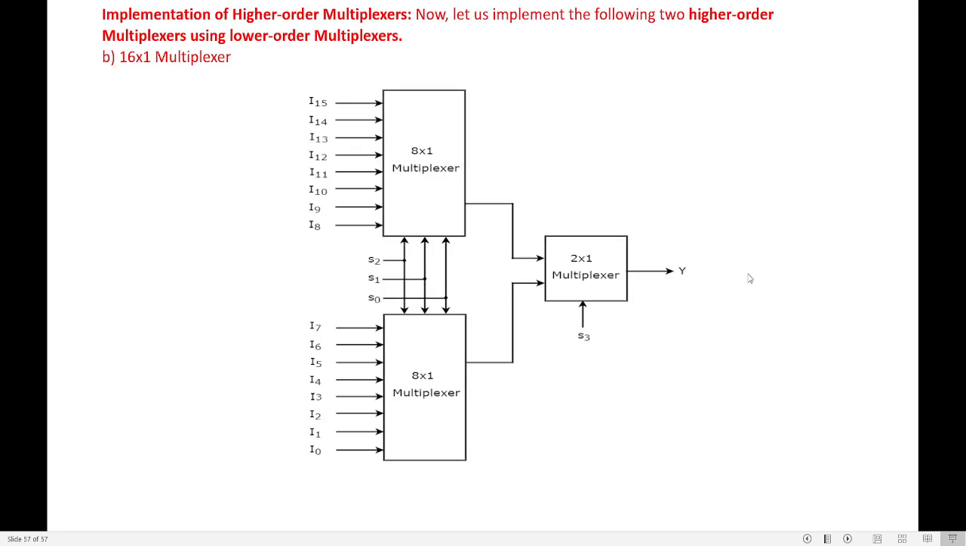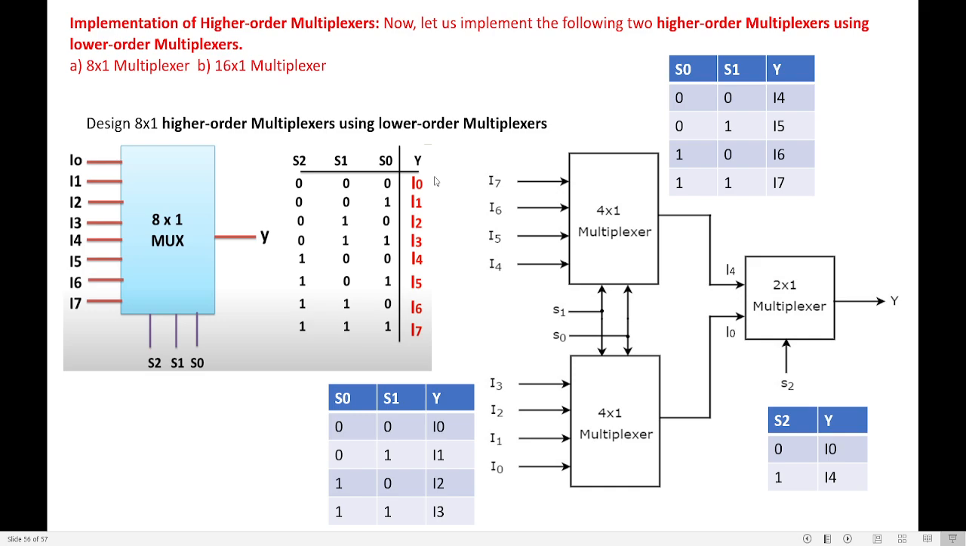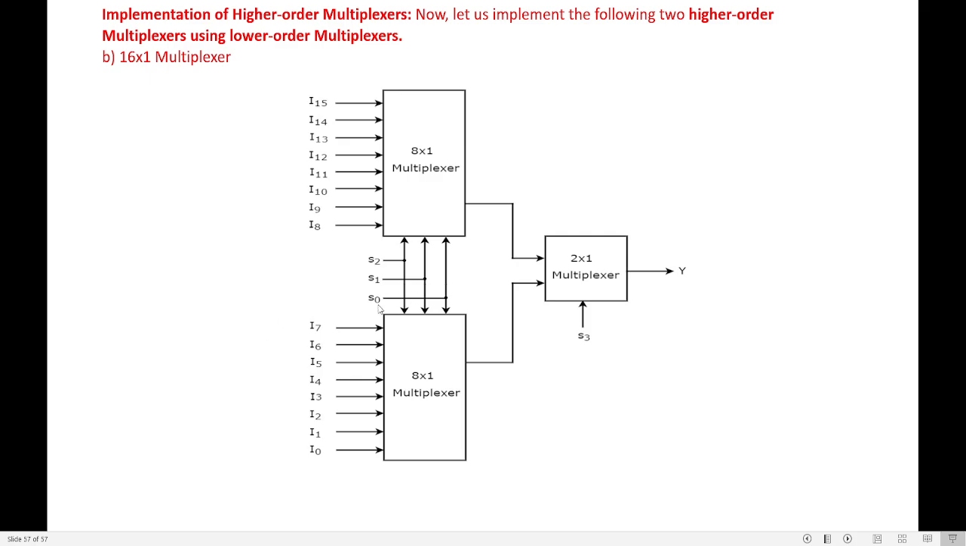Let us see one more example. Here in this case, we are designing a 16 by 1 multiplexer. How will I design a 16 by 1 multiplexer? I use two 8 by 1 multiplexers so that I get 16 inputs and a single output. Since an 8 by 1 multiplexer needs how many selection lines? 3 selection lines. So I use 3 selection lines, S0, S1 and S2.